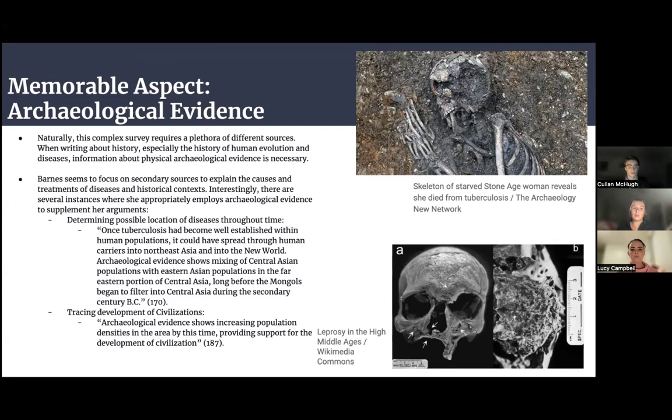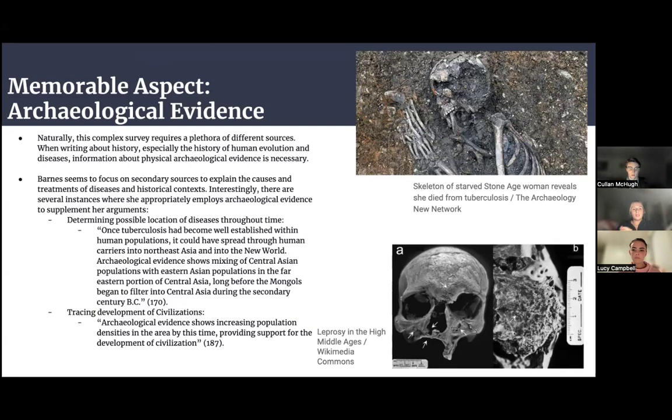So she seems to focus very well on secondary sources to explain the causes and treatments of diseases, but there are several instances where she appropriately employs archaeological evidence. One is determining possible location of diseases throughout time and place. That is hard to do in literary sources, as there can be different authors and whatnot. For example, she cites tuberculosis in northeastern Asia, I'm sorry, and the New World.